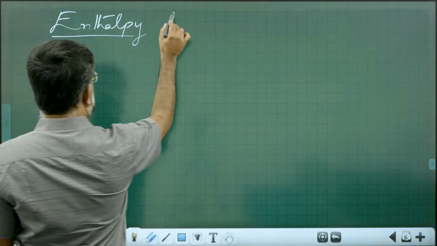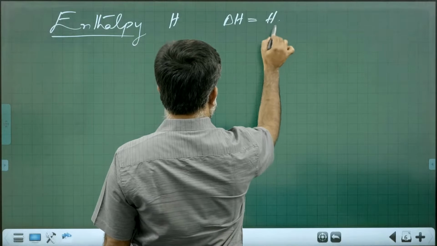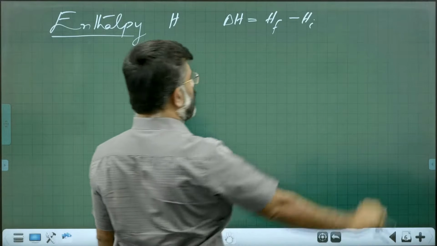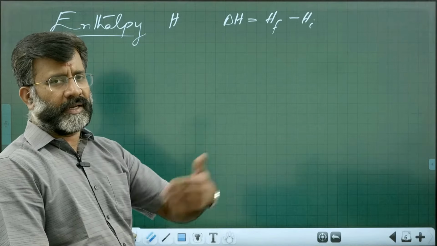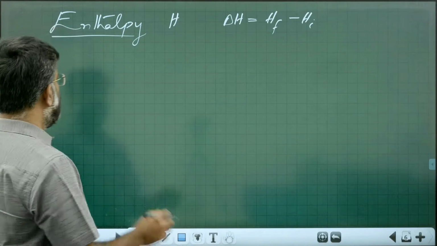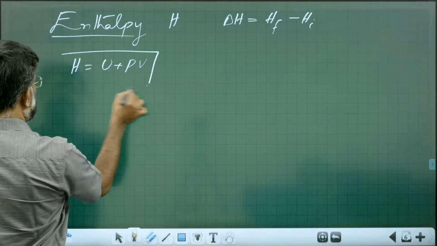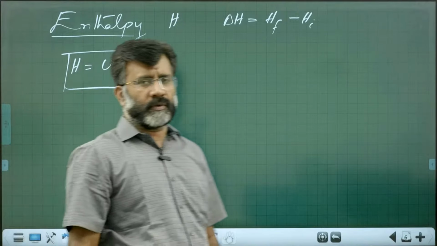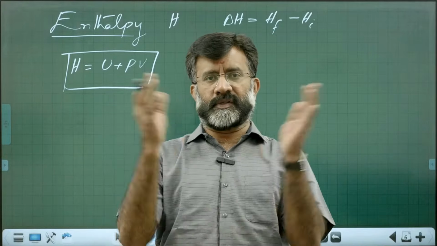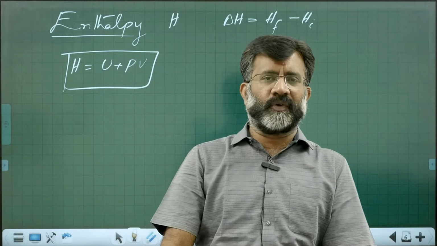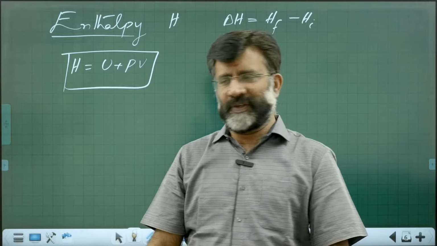Enthalpy is represented by H, and change in enthalpy delta H equals H final minus H initial, that is H2 minus H1, that is H products minus H reactants. Now what is this? H is equal to U plus PV. This is the relation. Enthalpy is equal to internal energy plus an additional amount of energy because the system is kept open. We call it pressure-volume energy. So H is equal to U plus PV.